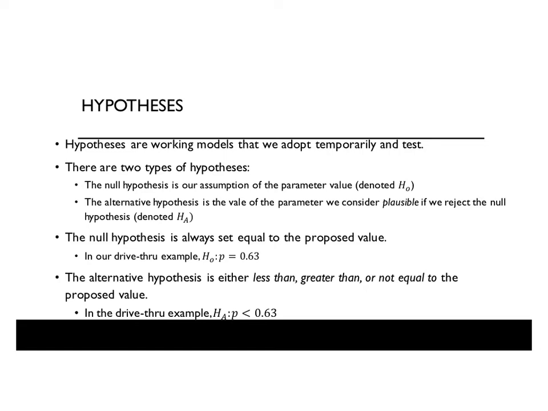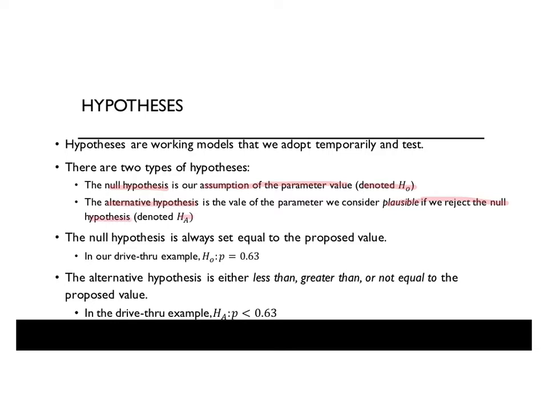When we are looking at the hypotheses, these are working models that we adopt temporarily in a test. We have two types of hypotheses. The null hypothesis is our assumption of the parameter, denoted as H sub O. The alternative hypothesis is the value of the parameter we consider plausible if we reject the null hypothesis. It's denoted as H sub A.